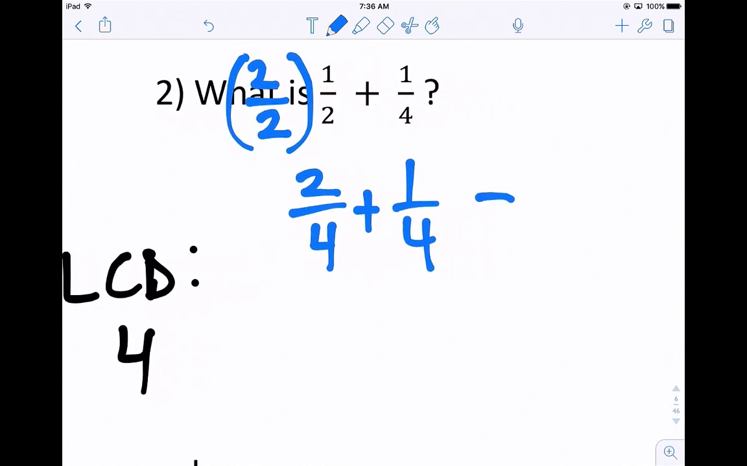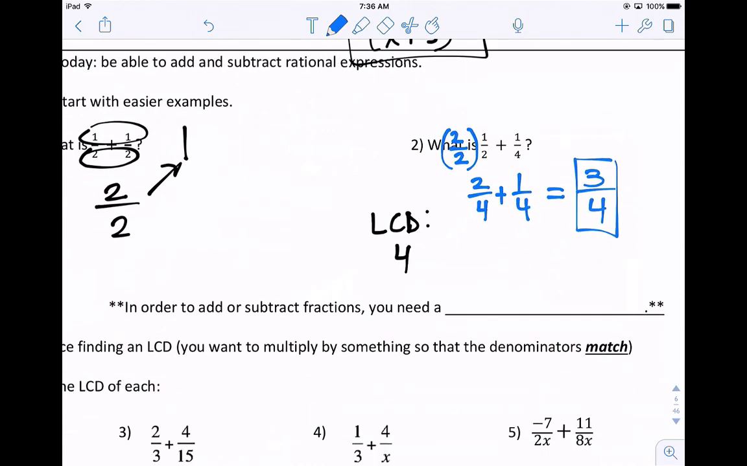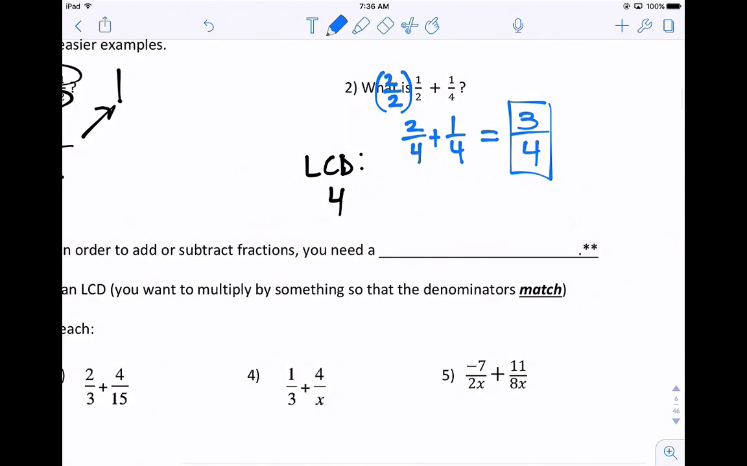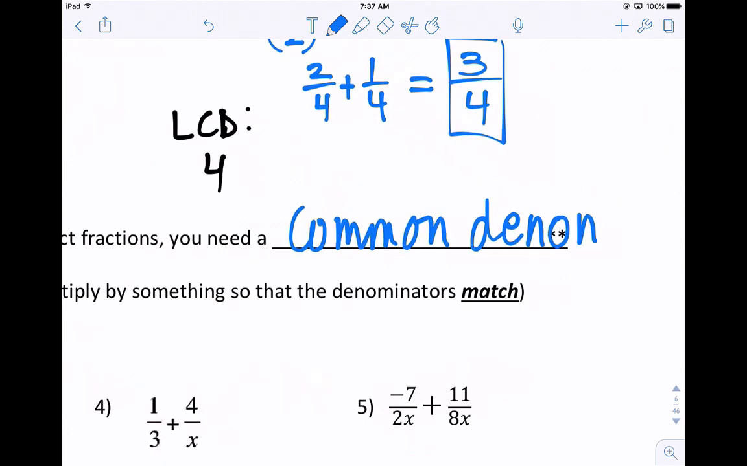Once you have a common denominator, you ignore the bottom. It's just 4. But then you can add the top. 2 plus 1 is 3. And we get 3 over 4. So in order to add or subtract fractions, you do need a common denominator. And today we'll practice finding the least common denominator.